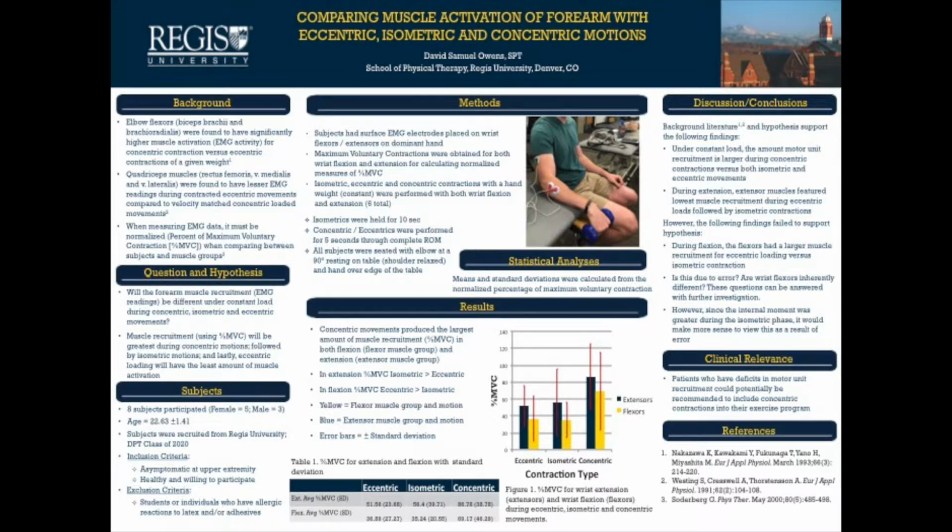First, subjects performed maximum voluntary contractions so that the percentages of muscle contraction could be calculated. Then subjects performed eccentric, isometric, and concentric movements with the wrist flexion and extension motion.